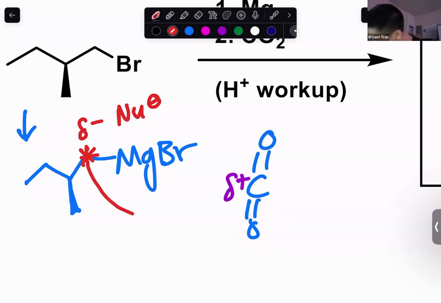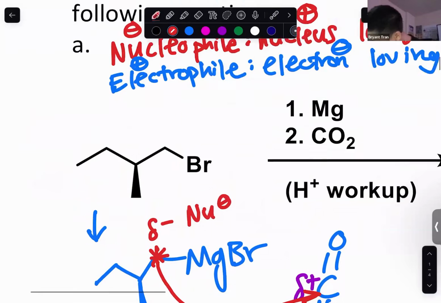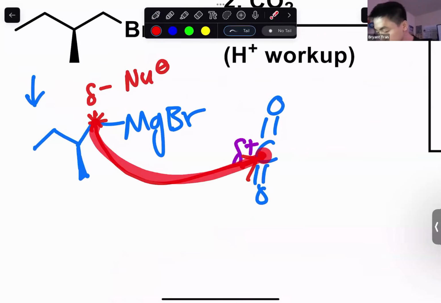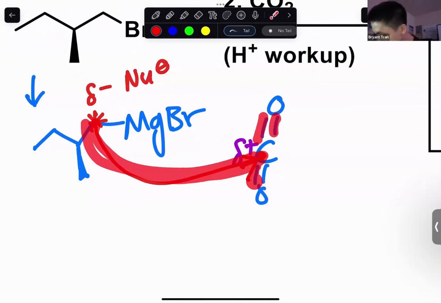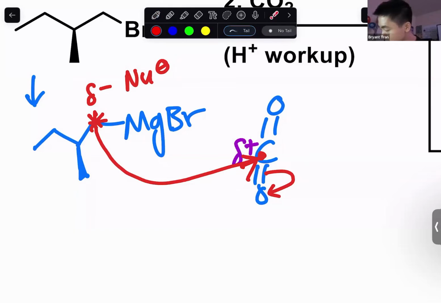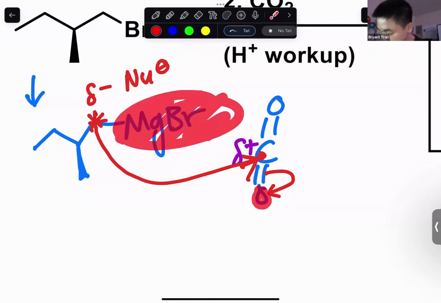So this starred carbon is going to attack this dot carbon, and that attack is going to make a new bond between the star and dot carbon. When we make a new bond right here, this carbon is going to have 5 bonds: 1, 2, 3, 4, 5. That's not good, because it breaks the octet rule. So to conserve the octet rule, we have to push one of the double bonds, which represents 2 electrons, onto the oxygen like that. The MgBr will dissolve away in the solution.